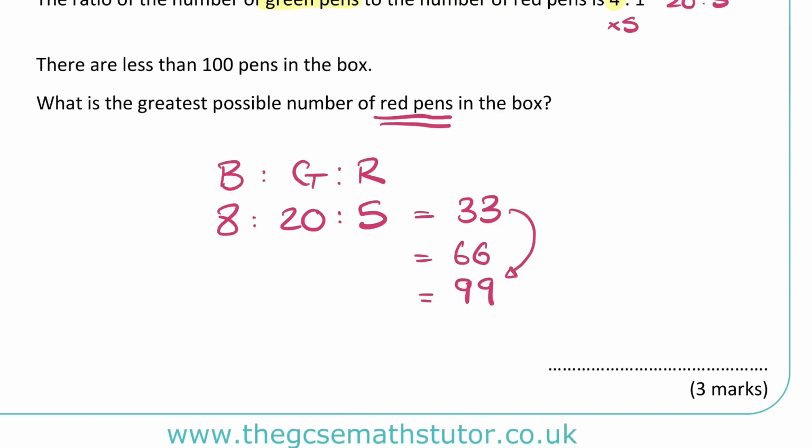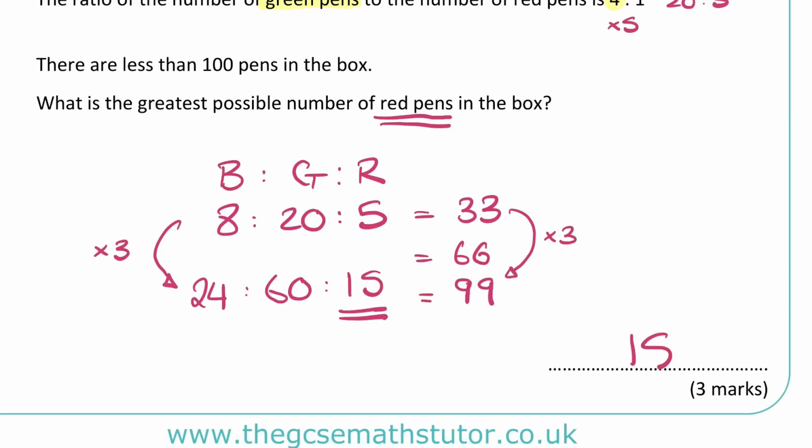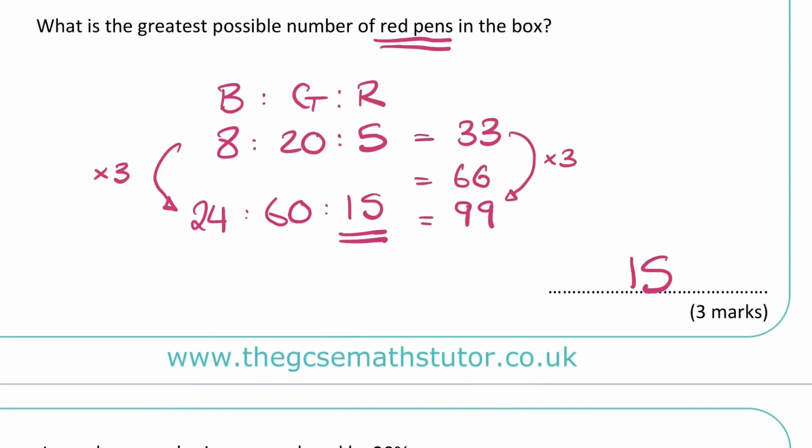We can't go more than that, but we can multiply them all by 3, and it will get us up to 99 pens. Now, if we do that to all these numbers in the ratio, timesing them by 3, 8 would become 24, 20 would become 60, and 5 would become 15. And that's the really key one we want. That's the maximum amount of red pens that we could have. So that would be 15 as our final answer, and that's just looking at the total of that ratio and manipulating the total until we get to that limiting number there. So it had to be less than 100. So there we go, 15 red pens.